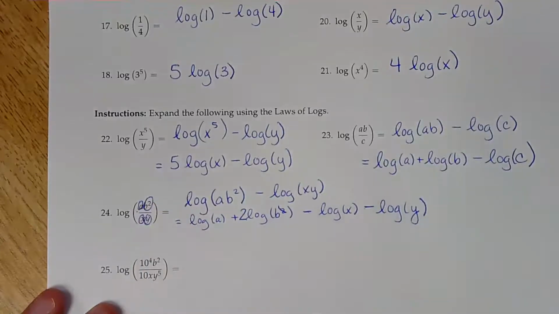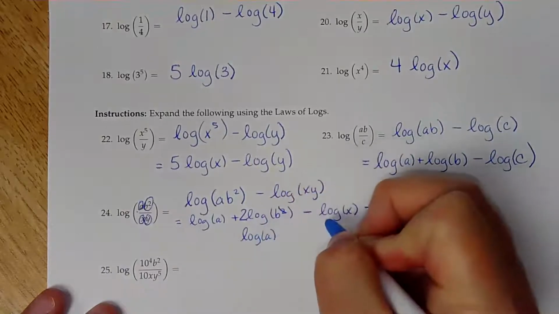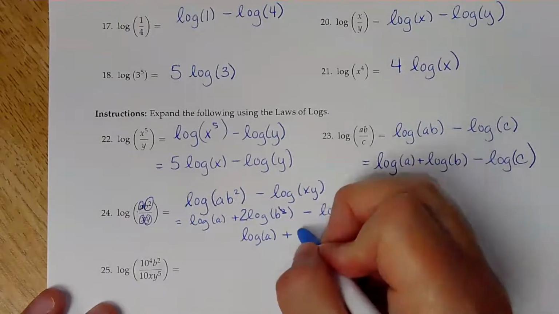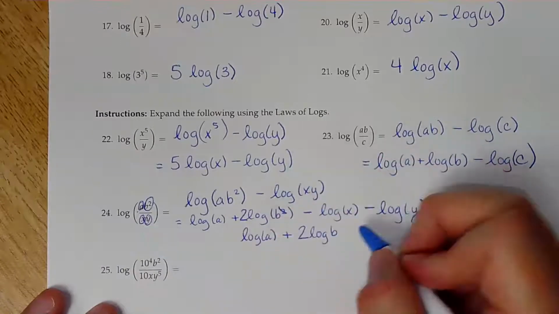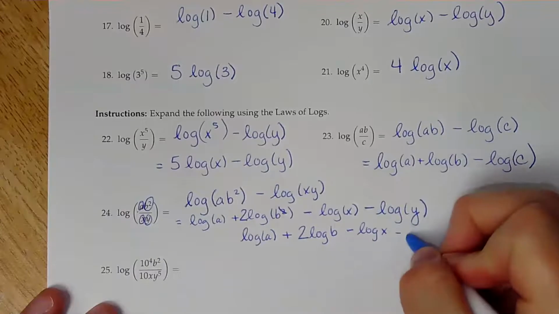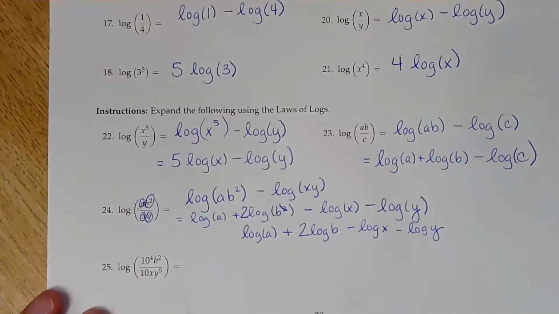So keeping that in mind, I can look at that and say, okay, log of A is in the top, so that'll be positive. You see a B squared in the top, so I get a plus, and B squared would be 2 log B. x is in the denominator, so minus the log x, and then y is in the denominator, so minus the log y. All right, so I'm going to try that out with this one here and see if I can shortcut it a little bit. Feel free to write out all the steps if you need to, or as you become more comfortable, you'll develop some of your own shortcuts here.